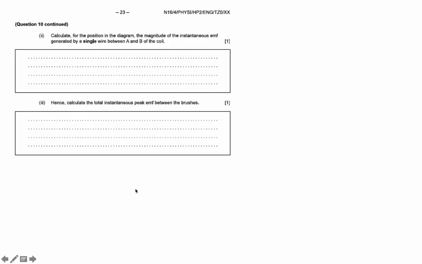All right, so let's look at the computation part of this. Calculate for the position in the diagram the magnitude of the instantaneous EMF generated by a single wire between A and B. Well, what they're looking for is to use that the EMF is B times L times V, and they give you the velocity, the length, and the magnetic field. And it's small, it's less than a tenth of a volt, okay? And then they say, hence calculate the total instantaneous peak EMF between the brushes, and it's actually occurring at the instant that you see it in that picture.